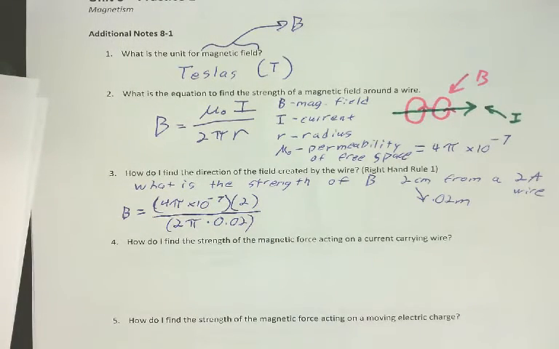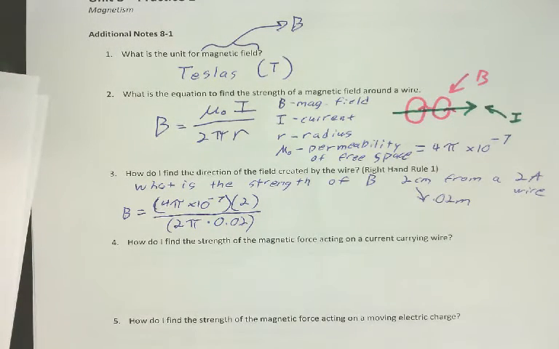To make sure I have this right, mu naught is defined as the permeability of free space, which is how easily magnetic fields travel in empty space. Yes. Yep.